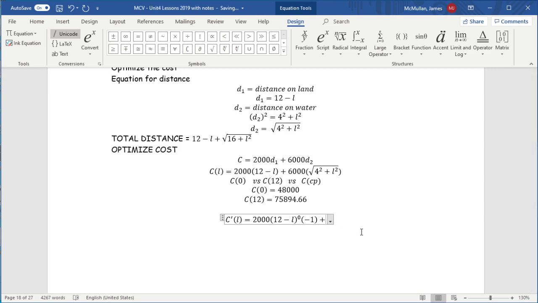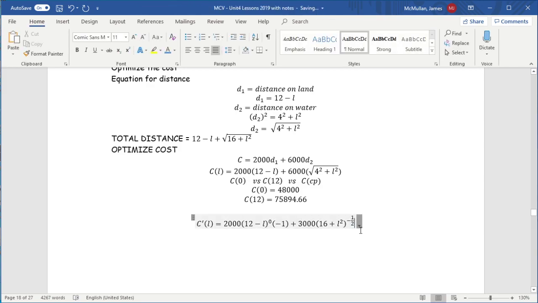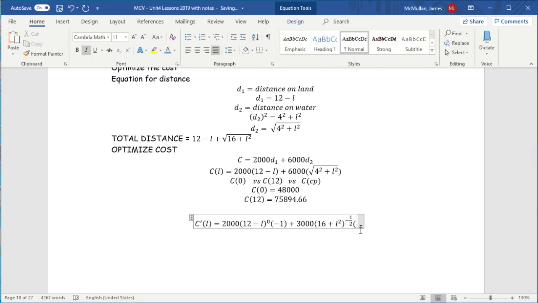And then the other side, I'm going to write this a little bit differently. It's 6,000 times (16 plus L squared) to the power of 1/2. What do we do there? The 1/2 comes in the front to change the 6,000 to a 3,000. The 1/2 then drops from positive 1/2 to negative 1/2. And then I take the derivative inside the bracket, which is 2L, because the derivative of the 16 would be 0.